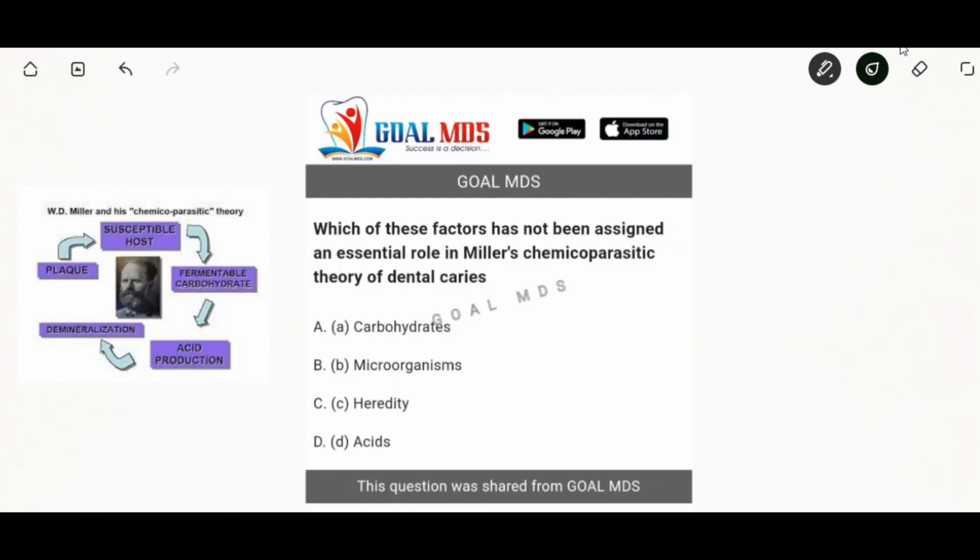Which of these factors has not been assigned an essential role in Miller's chemico-parasitic theory of dental caries? Miller assigned an essential role to carbohydrates, substrate, acids, and microorganisms in causing dental caries. Factors like heredity did not find mention in his theory. In fact, one of the objections to Miller's hypothesis is the inability to explain the site and racial predilection. So your answer will be C, that is hereditary.